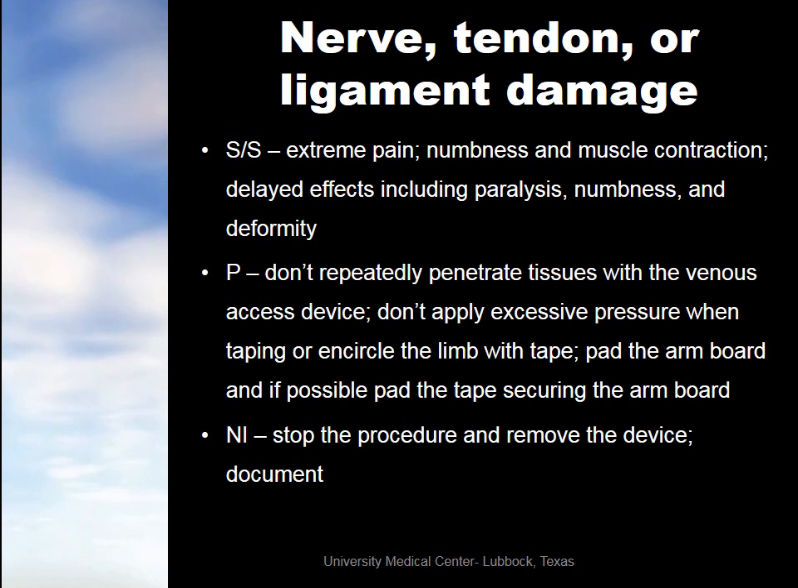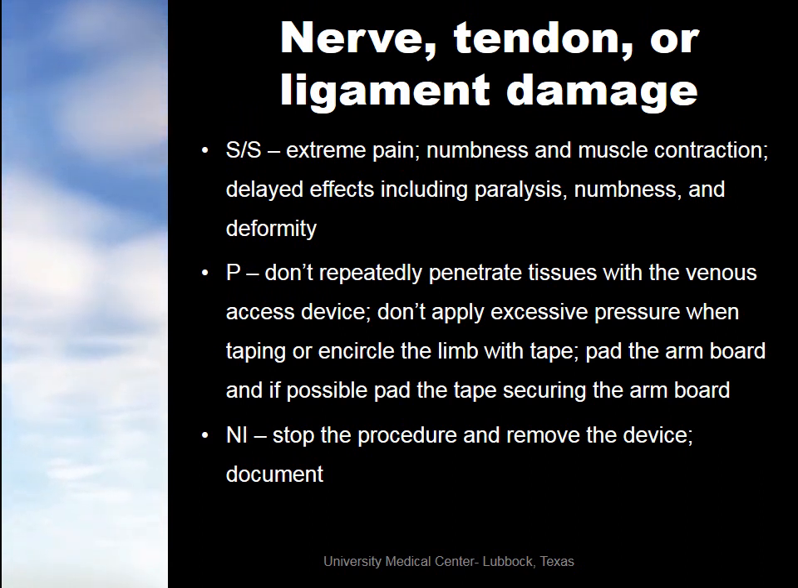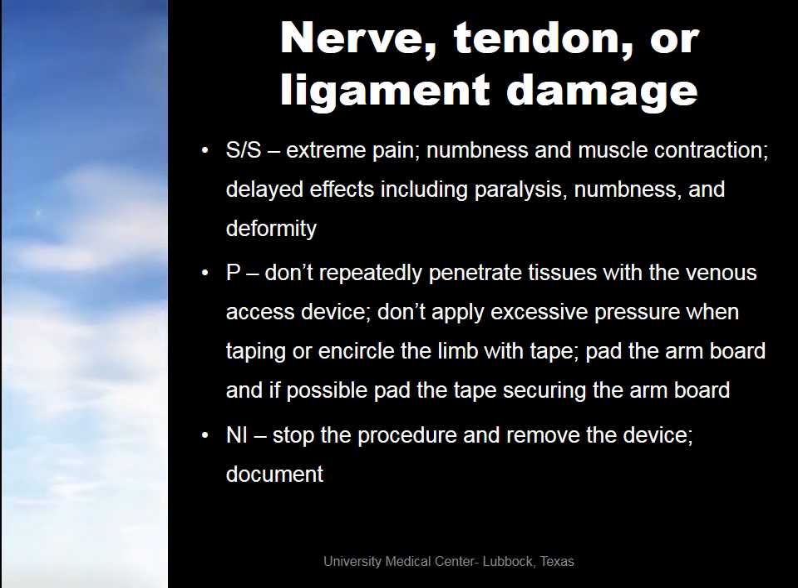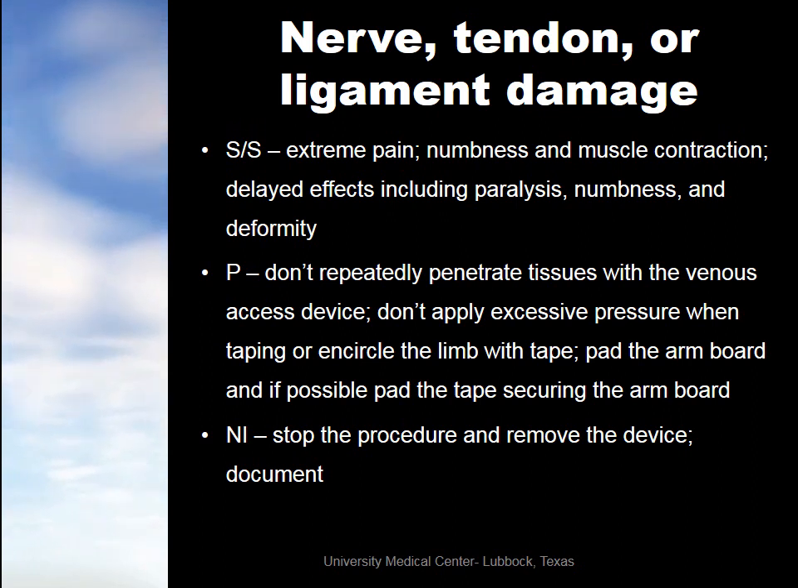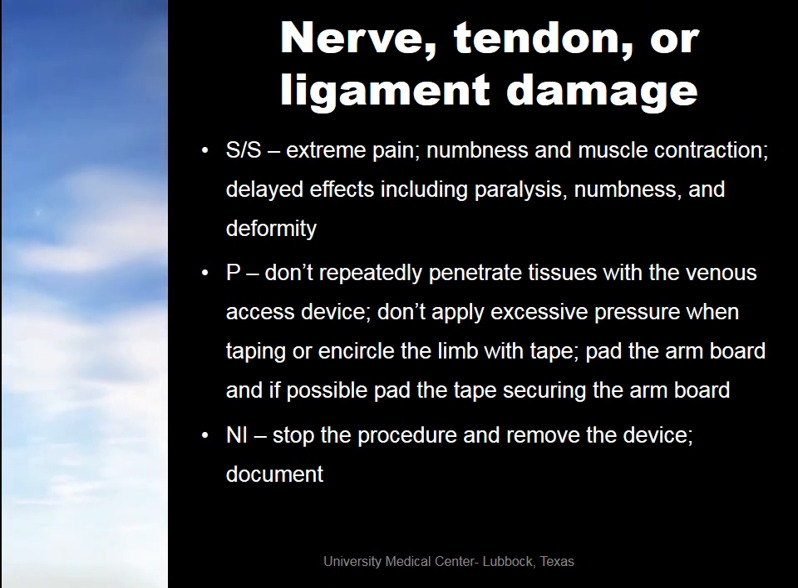Nerve, tendon, or ligament damage. Signs and symptoms include extreme pain, somewhat similar to electric shock when the nerve is contacted, numbness and muscle contraction, delayed effects including paralysis, numbness, and deformity. Possible causes, improper venipuncture technique resulting in injury to surrounding nerves, tendons, or ligaments, tight taping or improper splinting with arm board.